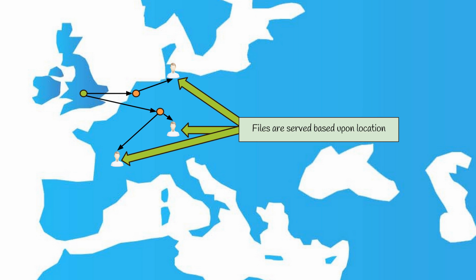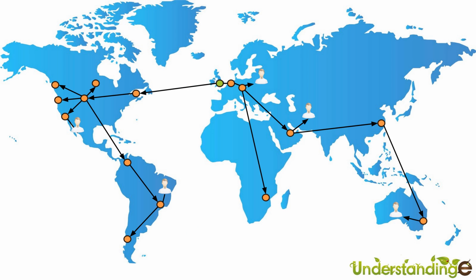Our customer in Munich will be served from the server in Frankfurt because that's the closer one, and the same for the customer in France as well. The distance is much shorter, hence our images, our JavaScript files, our CSS or style sheets, or any static files will be delivered to our customers much more quickly.